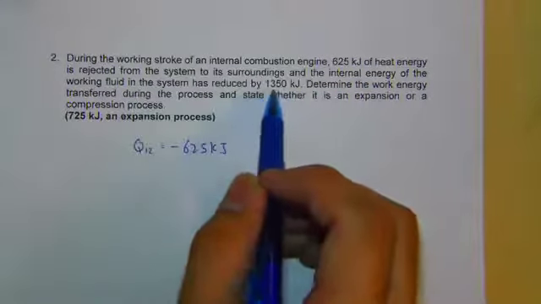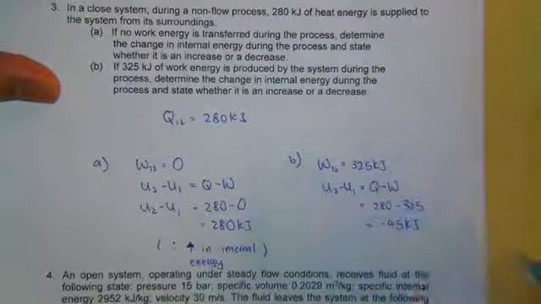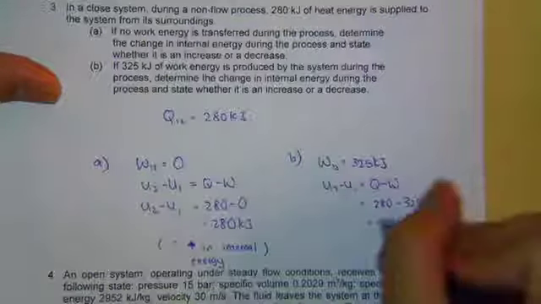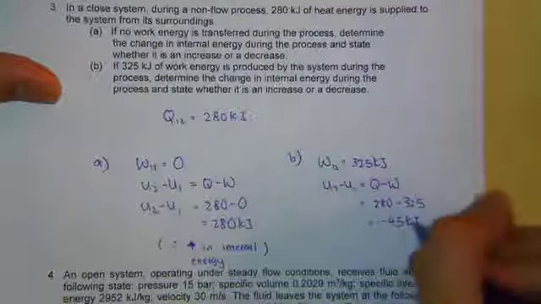Therefore, again, U2 minus U1 is equal to Q minus W, which equals 280 minus 325. This is minus 45 kilojoule. So negative, meaning to say there is a decrease, therefore there is a drop in internal energy. So that's it for question 3.